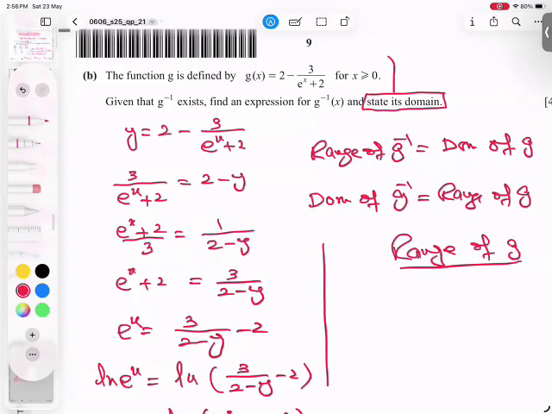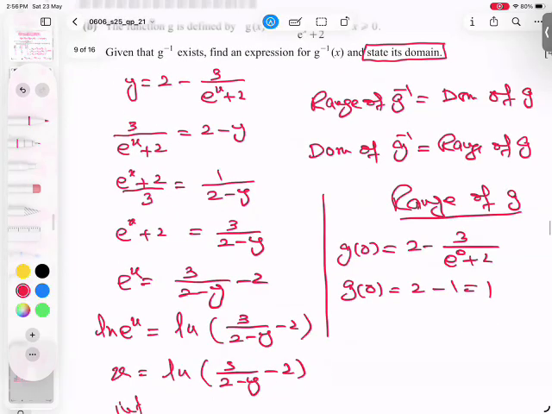How to find the range? The x value starts at 0 and goes higher. So let's start. First of all, at 0, what do we have? At 0, we are getting 1 plus 3, which is 3, and 1. I got 2 minus 1, I got 1.